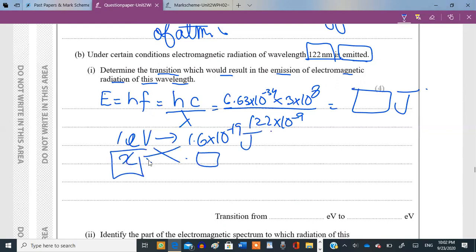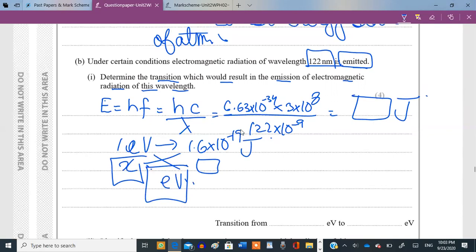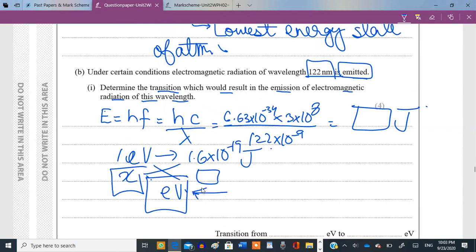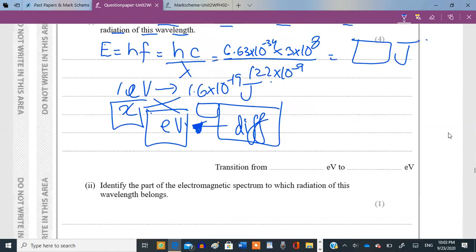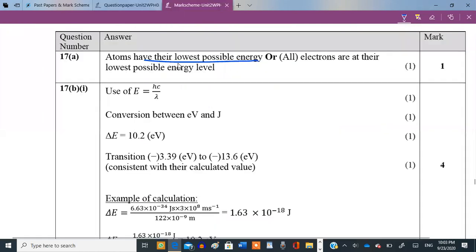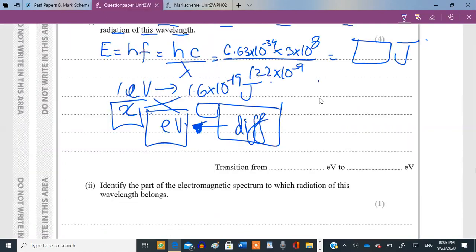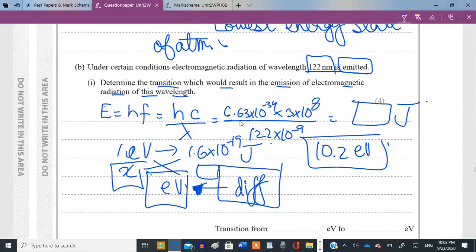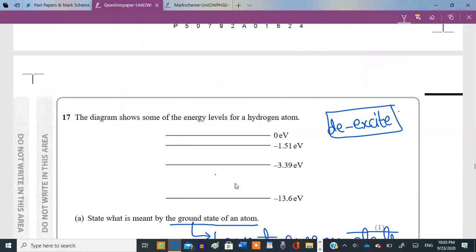Once you have that energy in electron volts, compare it with the energy gaps over here. This energy that you have gotten is actually the difference between two of those levels. Once you get this difference, see which of these will be that transition. If you look at the marking scheme for the answers, it's 10.2 electron volts that we got. 10.2 electron volts is the final answer. So look at these gaps and see which of these have a difference of 10.2, and it's these two, I think. 13.6 minus 3.39.